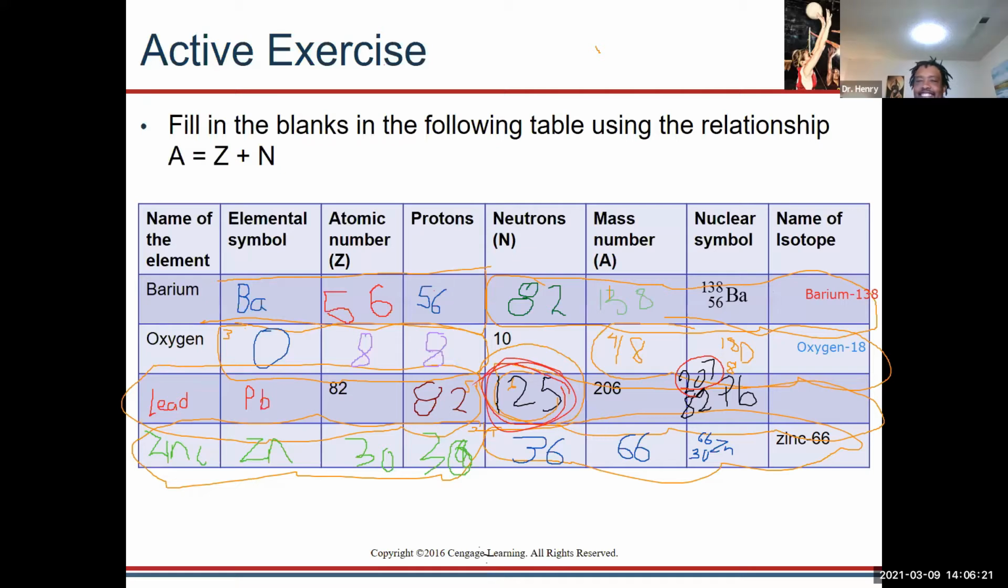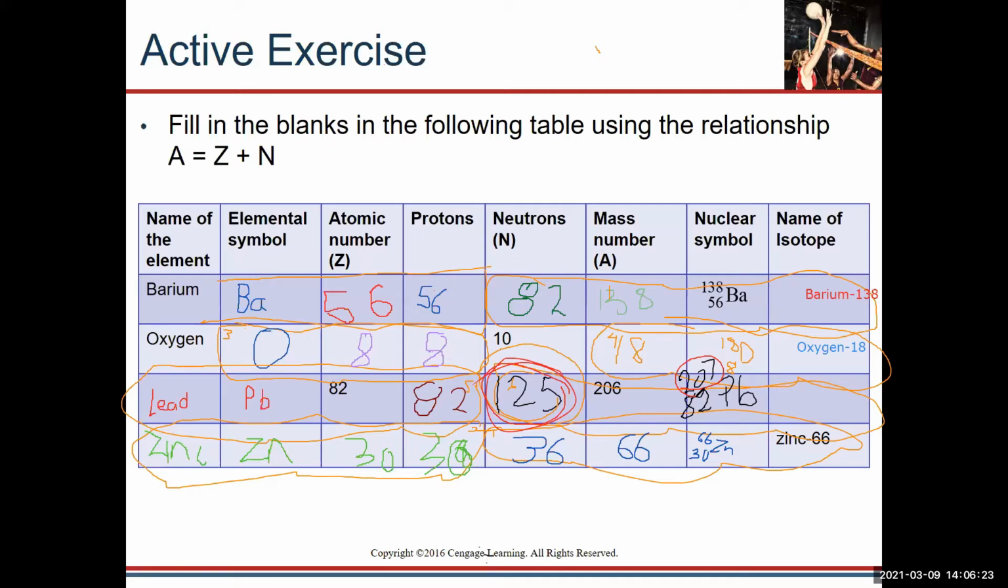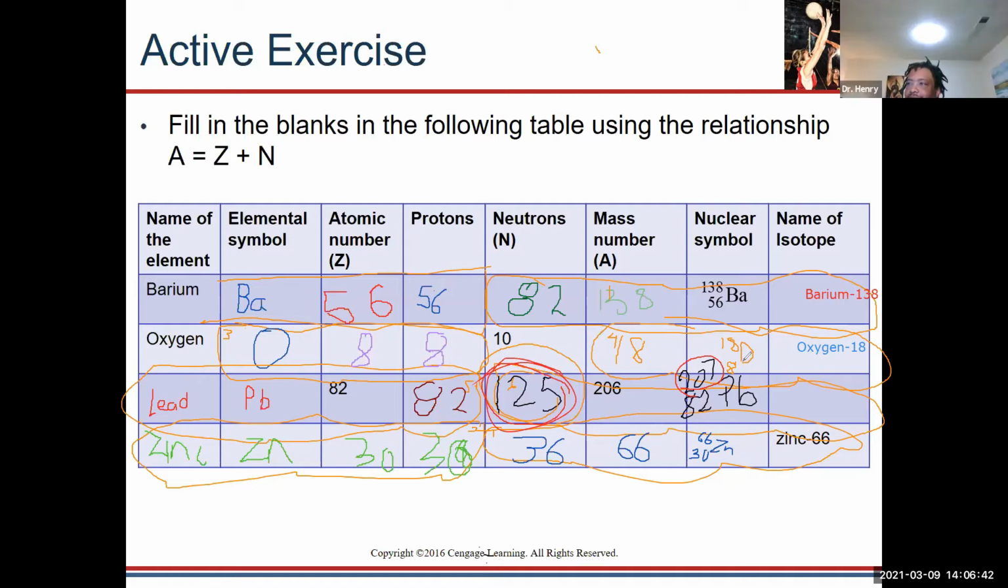Okay, the neutron should be 124, and then the nuclear symbol should be 206 at the top. So that's an 18. That's an O that looks like a D. Okay, looks good, looks good, looks good. Okay, piece of cake.